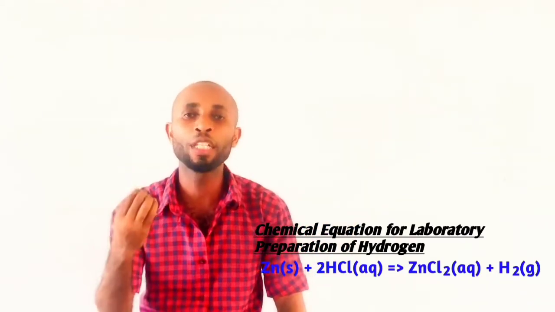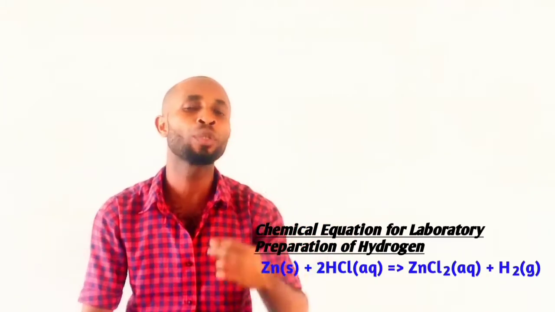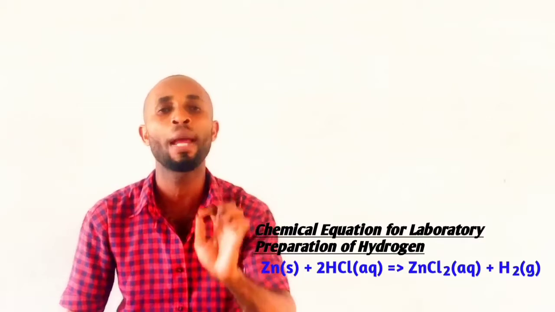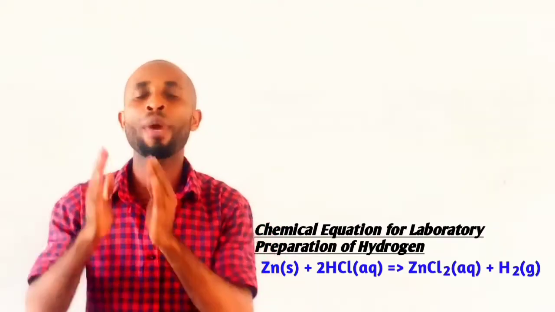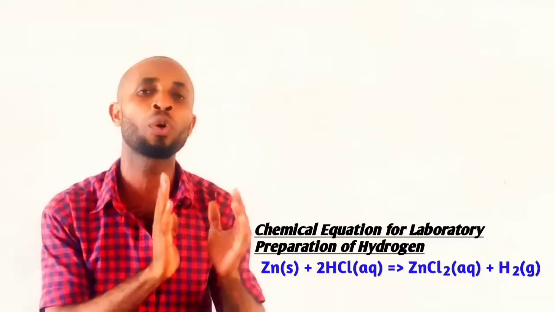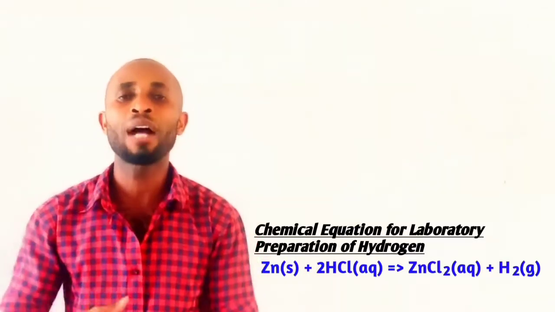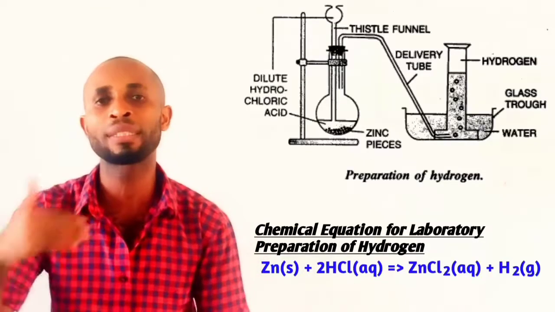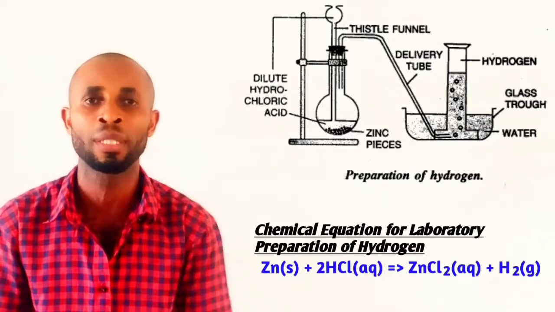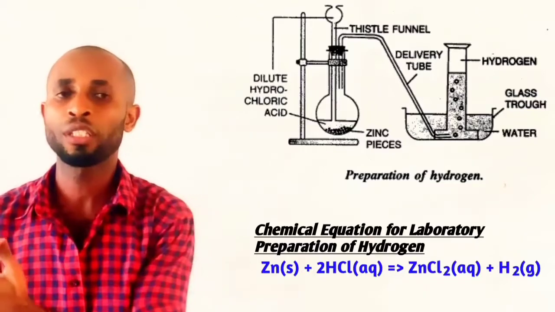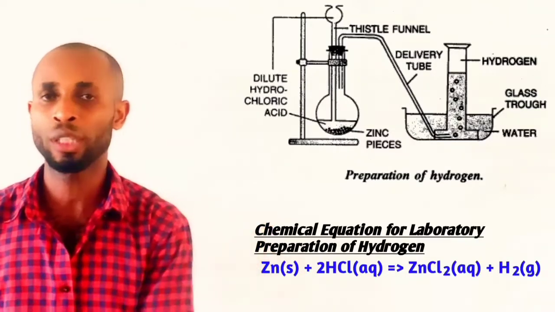Zinc granulated is zinc with impure copper. The reason why we use this impure copper is to help quicken this reaction. What happens when we have zinc reacting with hydrochloric acid? We are going to have a displacement reaction where the zinc will take the place of hydrogen in hydrochloric acid, as you can see on the screen with the equation.